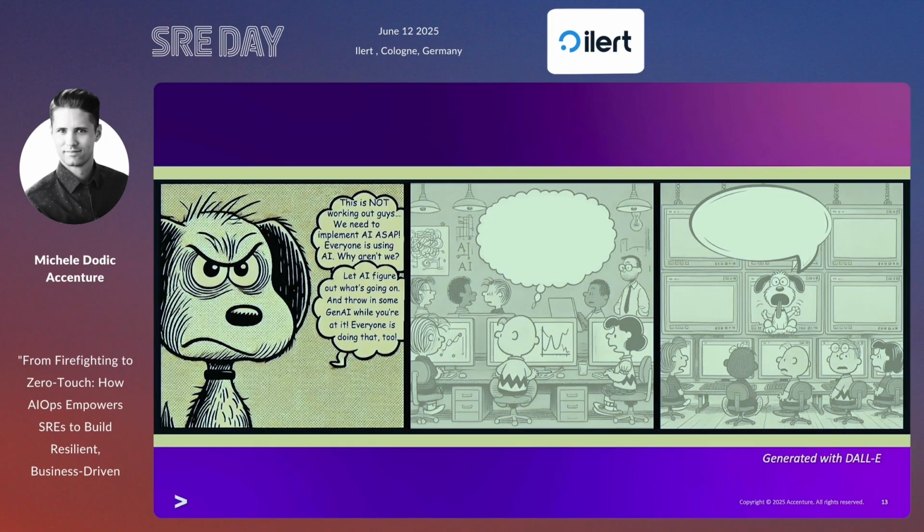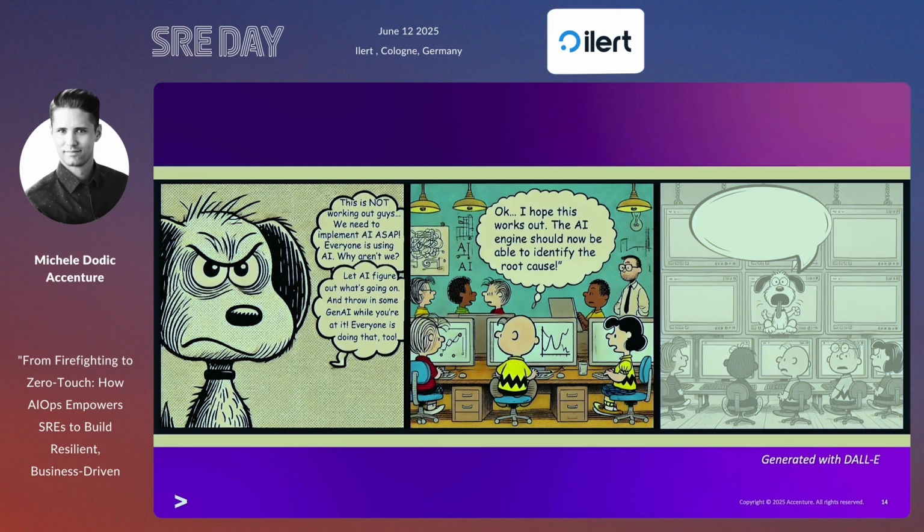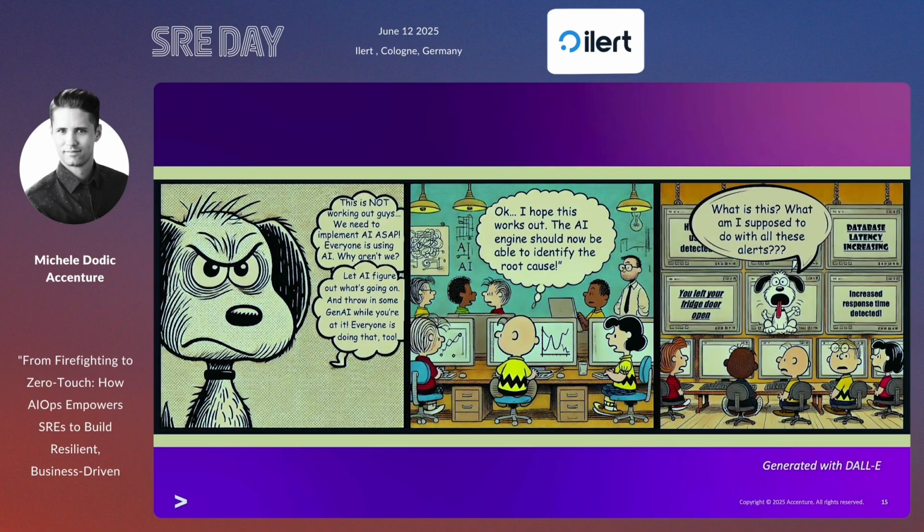The CTO, the management, comes in annoyed and says, okay, this is not working. I see everyone is implementing AI. Everyone is implementing Gen AI. Guys, implement AI and Gen AI. So the team goes, they implement all the features that plug in AI and say, okay, let's see if we get some insights now. They do get some insights. However, it's meaningless.